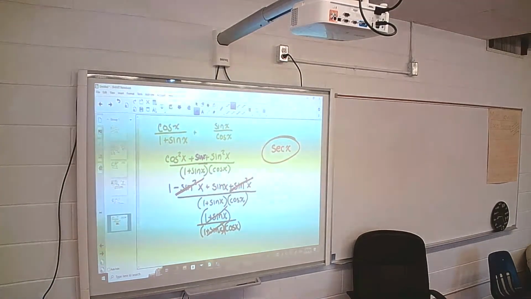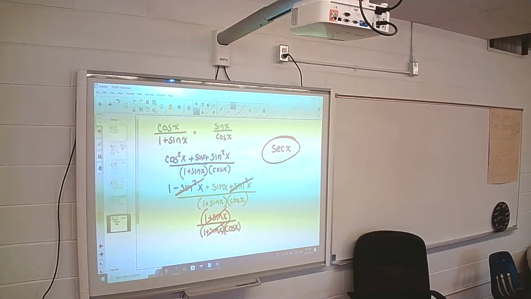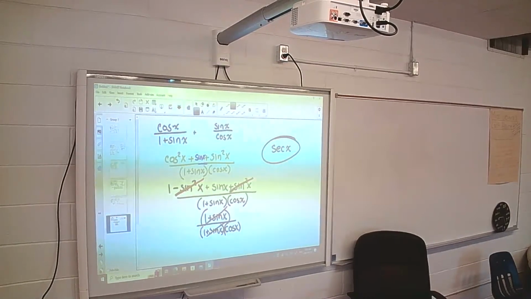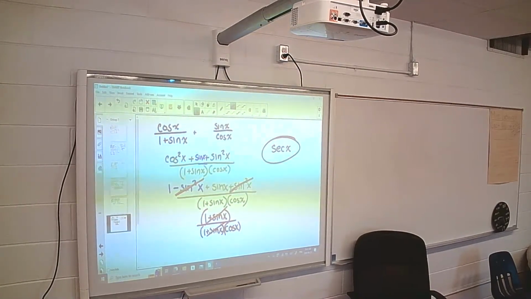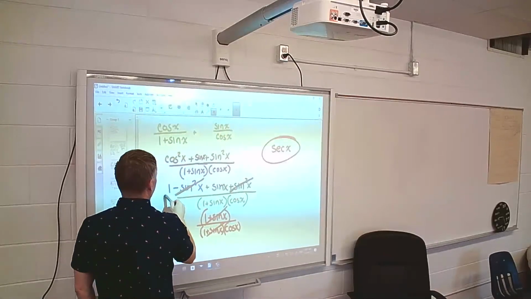You could just skip the second step, I guess. From the cos squared x plus sine squared x, just move directly to 1 plus sine x. You don't have to do that. Where are you pointing? Oh, yeah, I see what you did. Can you just write it again? Yeah, I got you. I'll show you exactly what she's doing. She's absolutely right. I love it.